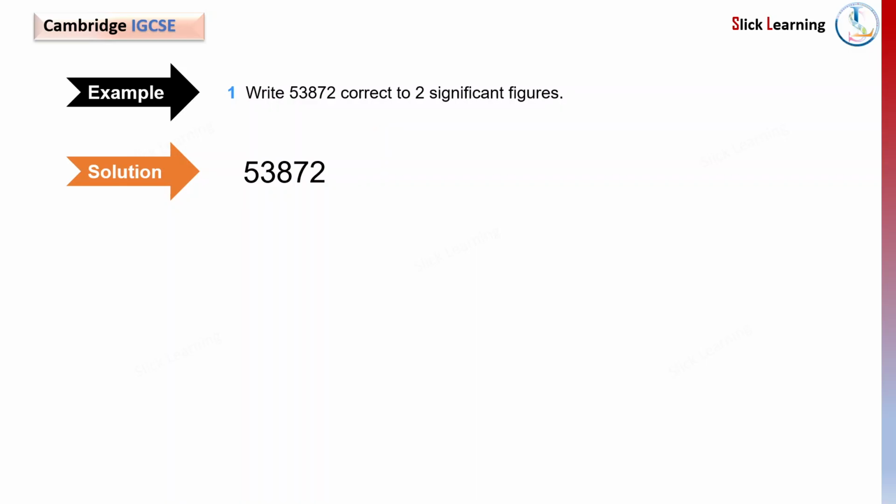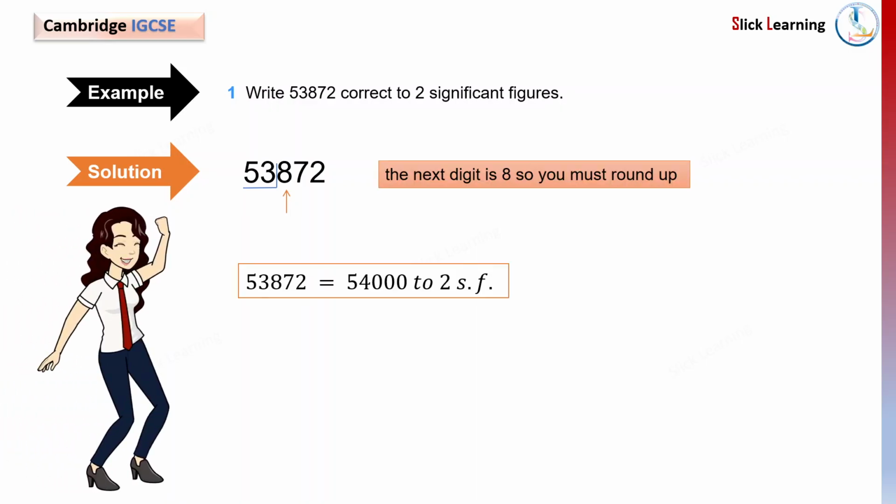So we have counted from the left side and we reach up to 53. We look at the digit just after 3, which is 8, and this is greater than 5. So we are going to round up 3 to 4, and the rest of the digits we are going to make 0. So your final answer is going to be 54000, which is 2 significant figures. As I just told you, the last 3 zeros are not significant, only 5 and 4. So that is why we are saying that this one is only 2 significant figures.